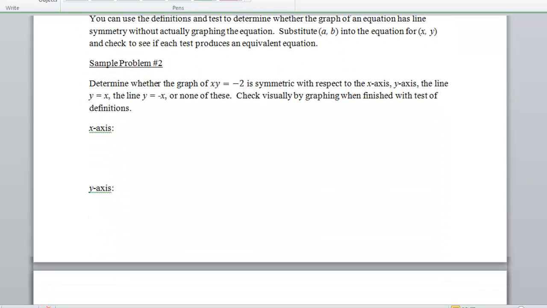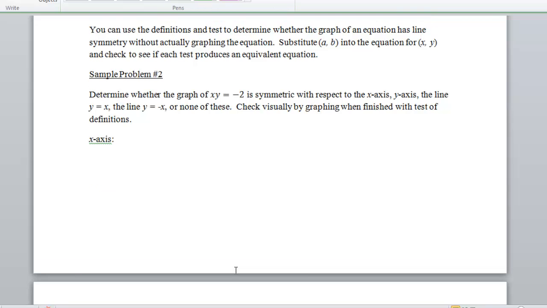So let's take a look at sample problem number 2. In sample problem number 2, we're given this equation, xy equals -2, and we want to check for line symmetry with respect to the given axes. So what I'm going to do here is do the test by substituting a and b where appropriate for the x and the y. We'll start our first test testing the x-axis for a line of symmetry. If we look at our table above, we're going to use the test and substitute the ordered pair a, -b for x and y.